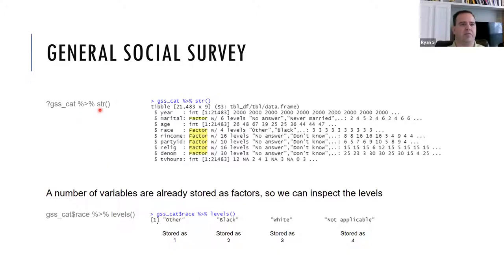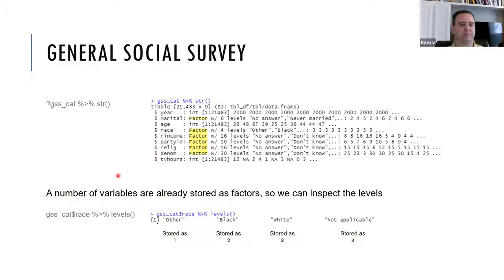Now, if you run str to look at the structure of this data set, you'll see that a number of the variables have already been converted into factors. That's really the point of the data set, that it has factors already incorporated in it. Most likely when it was first generated, these columns were just a list of strings, nothing special, but now they've been converted into factors. So we have factors under marital, race, R income, party ID, relig, and denom.